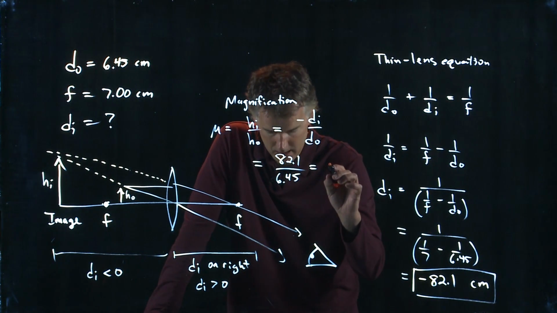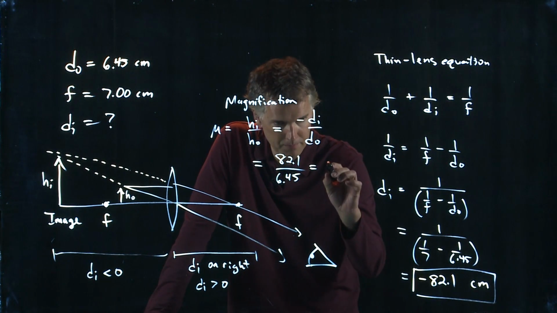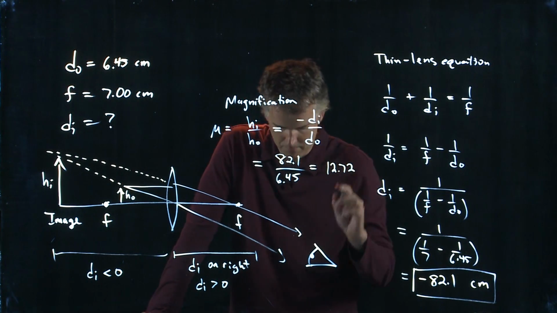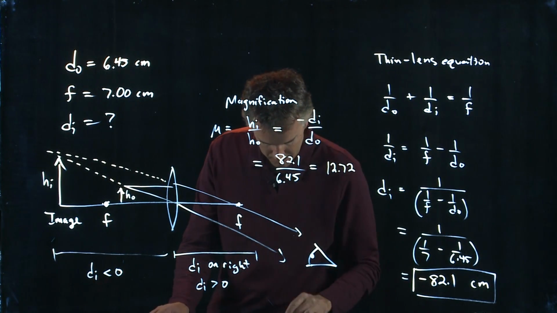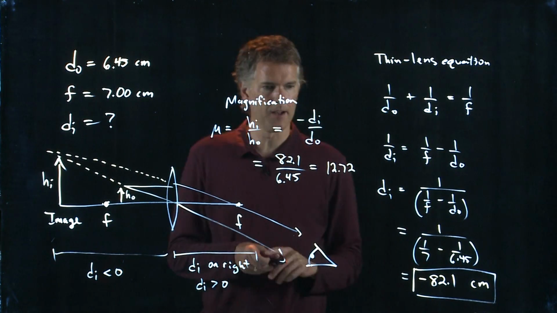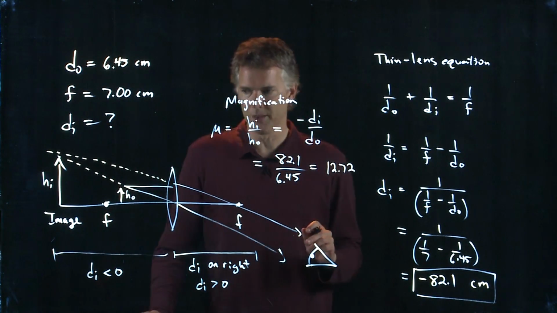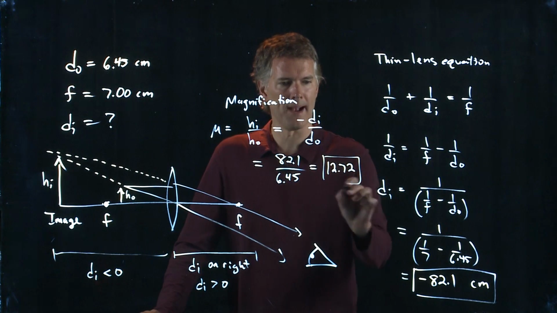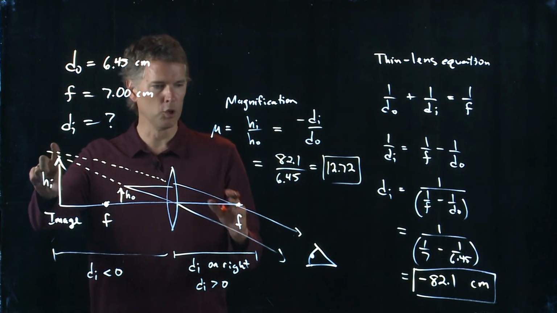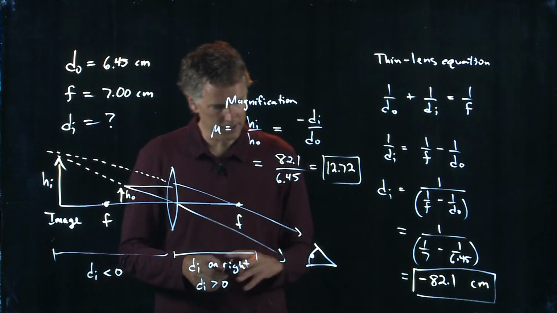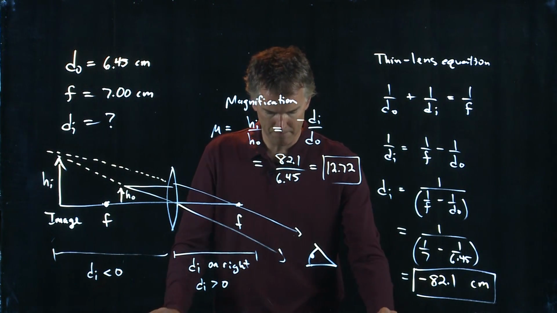Okay, I got 12.72. Yeah, it's a negative here because I forgot to add the extra negative sign. So let's just verify. Okay, 12.72 for our magnification. We know it's got to be bigger, right? Clearly it looks bigger. 12 sounds like a reasonable number. So let's try that.